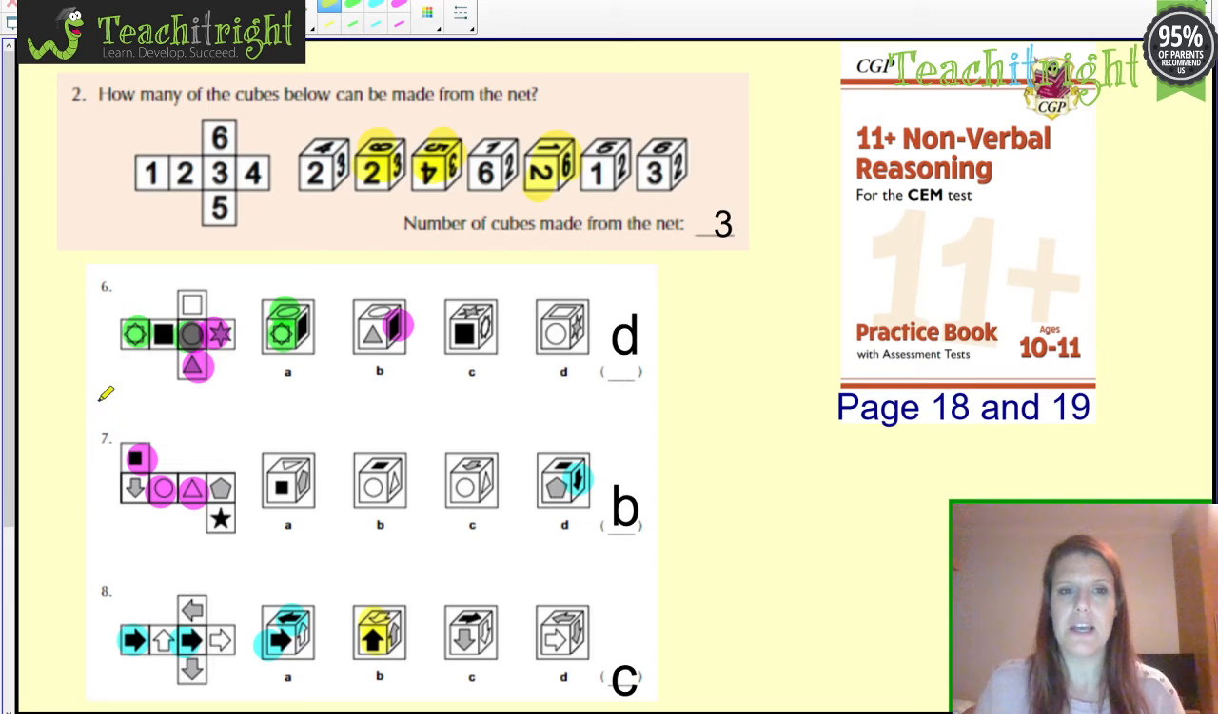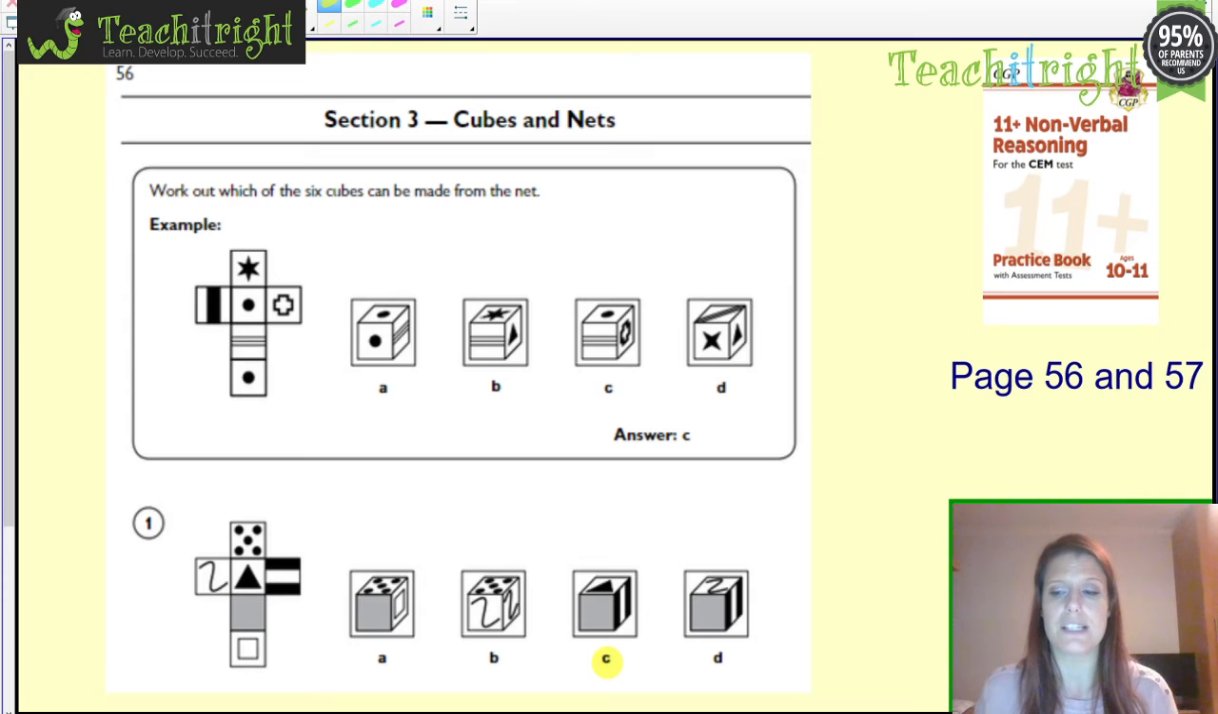So I hope that has helped you to have a bit of a practice at answering these question types. We're going to move on to pages 56 and 57 now, which is going to give you a further chance to develop these skills. So please pause the video here so that you can have a go. And we have done the first one already for you. Work out which of the 6 cubes can be made from the net.